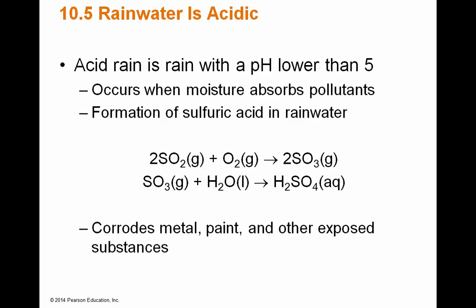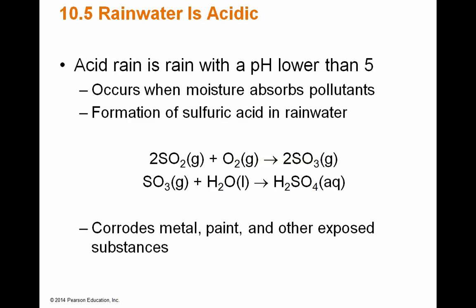It's rain that has a pH lower than 5. So this is when you get some really bad erosion and formation of caves, even more so. This can occur when moisture absorbs pollutants. For instance, you can actually form sulfuric acid, which is a strong acid compared to carbonic acid in the previous example, which is a weak acid. And so with sulfuric acid being formed in rainwater, that's a bad thing.